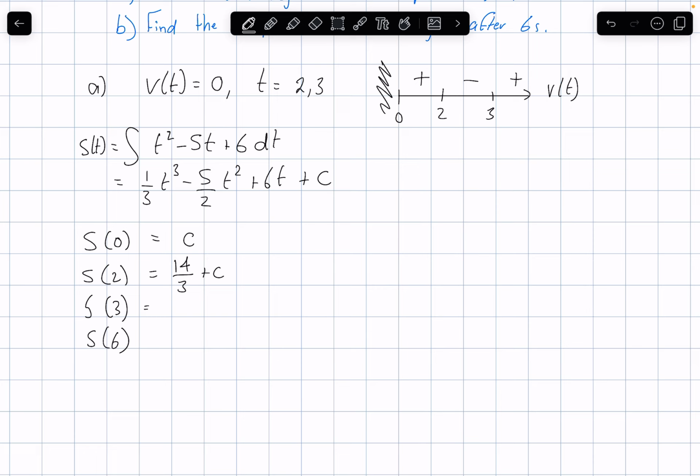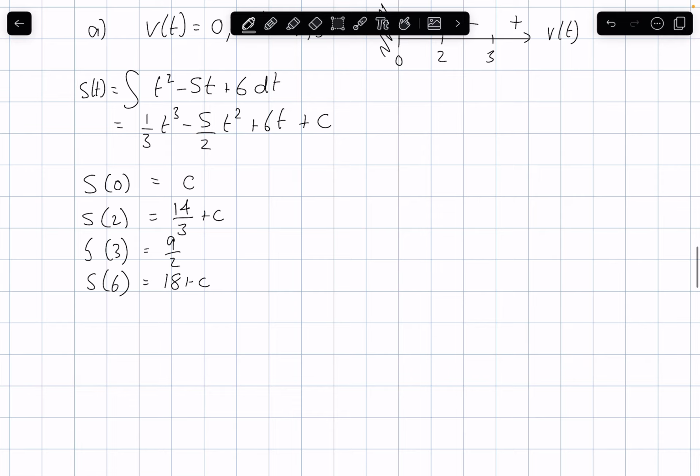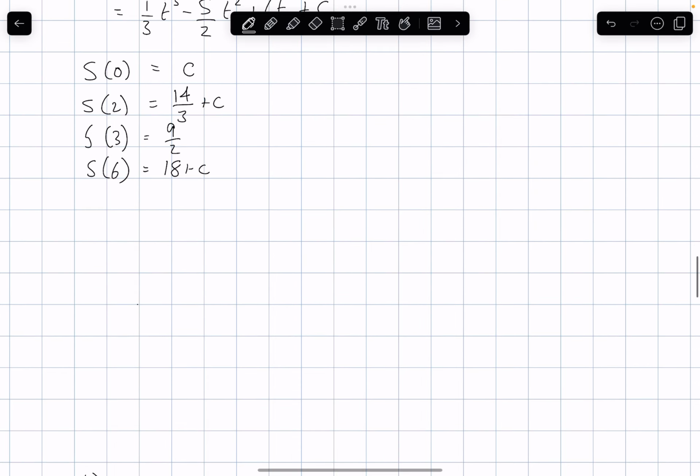If I put 3 in there instead of 2, 3, and 6 times 3 is 18, I get 9 on 2. And then if I put a 6 in there, and then 6 times 6 is 36, I get 18 plus c. All right, so now I have enough information to draw my motion diagram.